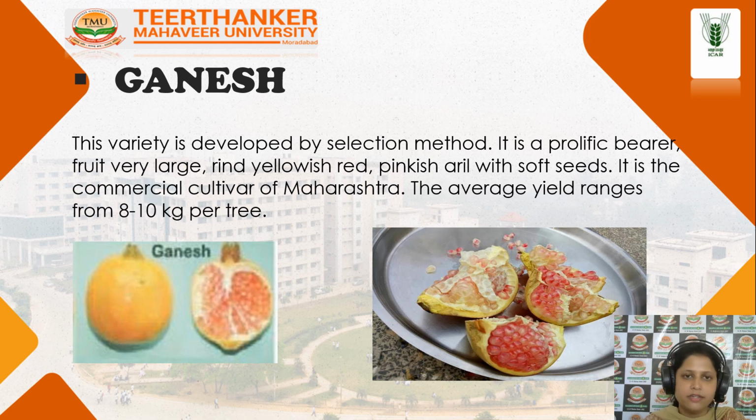The very first variety, which is Ganesh, is an important variety of pomegranate. It was developed by the selection method. It is a prolific bearer. The fruit is very large. Its rind is yellowish red in color, with pinkish aril and soft seed. It is the commercial cultivar of Maharashtra. The average yield ranges from 8 to 10 kg per tree.